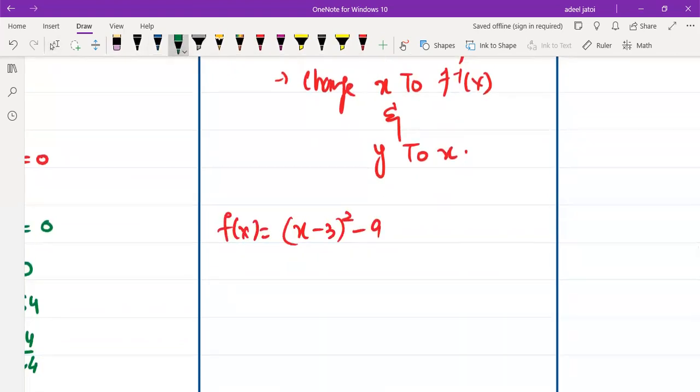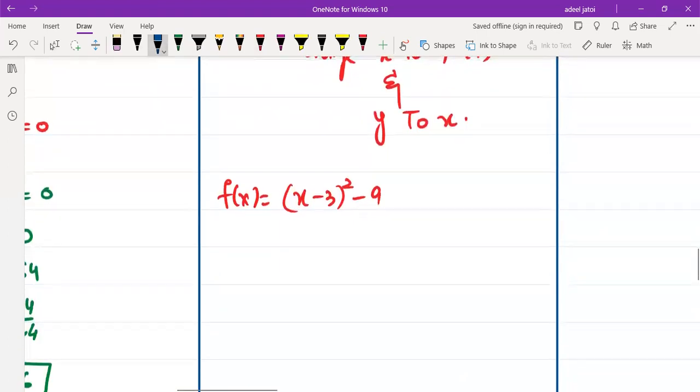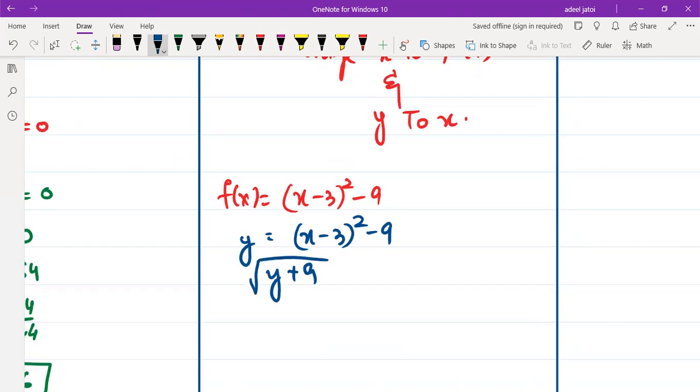So can I say we need to change this completing the square form only? So this f x will be written as y equals x minus 3 whole square minus 9, y plus 9 under root plus 3 is equal to x. Can be written down to make x the subject. Minus 9 goes on the other side and becomes plus, square becomes under root, minus 3 becomes plus on the other side. Your x is the subject now.